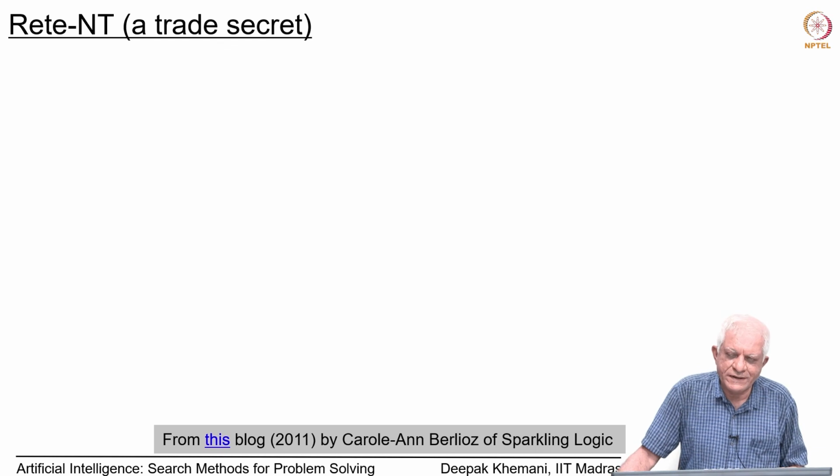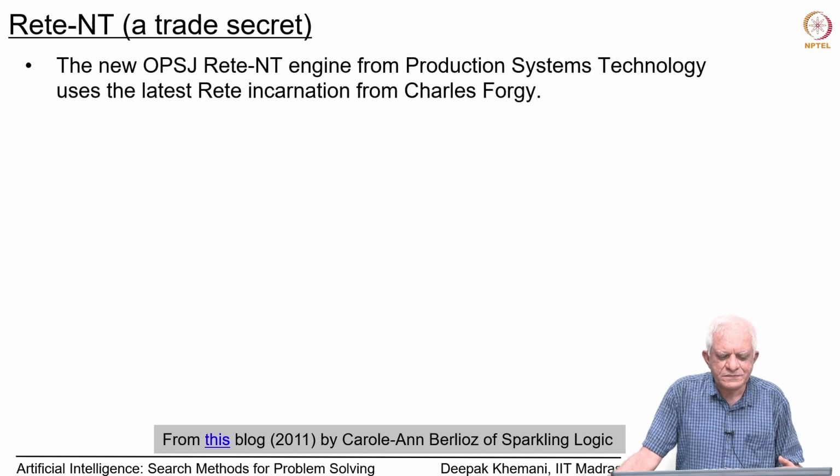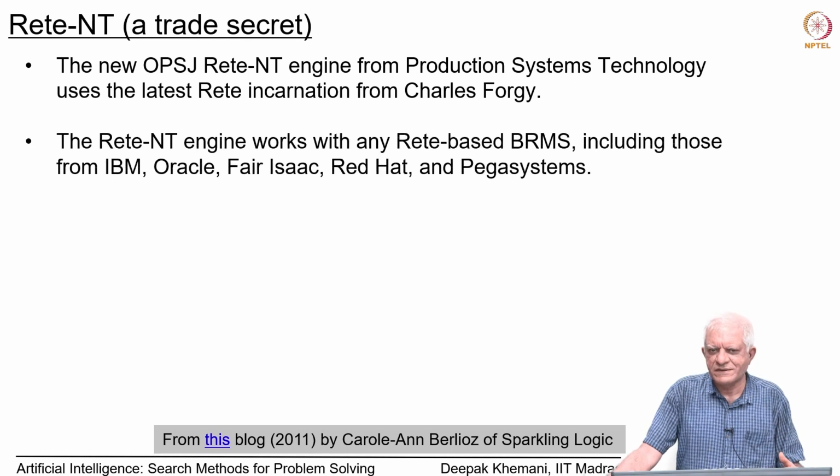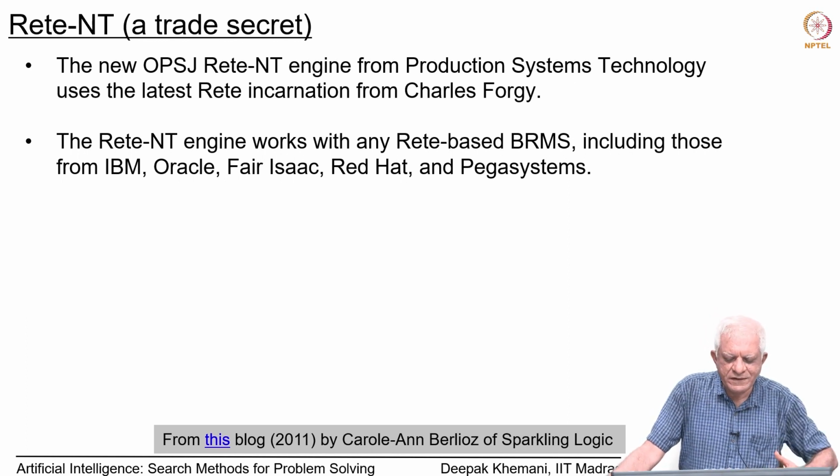Now, Rete NT. In those days, NT was a popular trademark extension, you might say. At one point, there was an operating system called Windows NT, which came in the 80s as well. Anyway, so this Rete NT was the new OPS-J ReteNet engine from Production Systems Technology, a company that uses the latest incarnation from Charles Forgy. So, Charles Forgy did the advancements in this thing, and he started this company and it became a big hit and all that. The engine works with Rete based, some people call it REIT, some people call it Rete. I prefer to call it Rete.